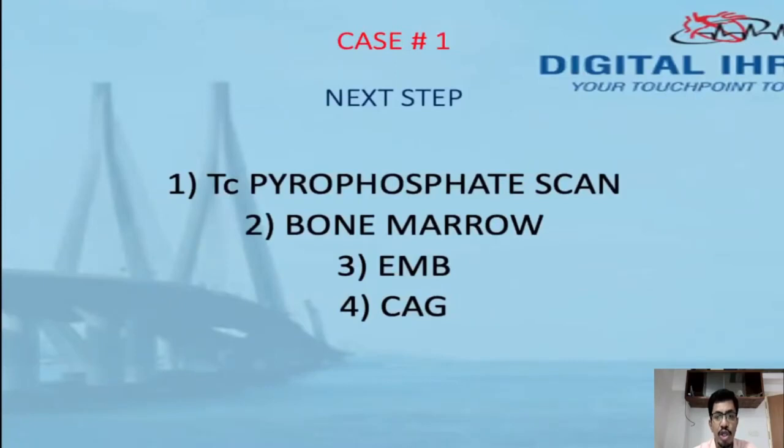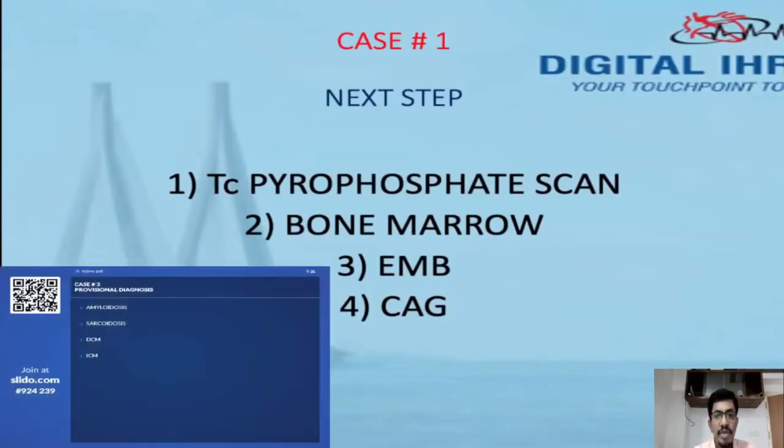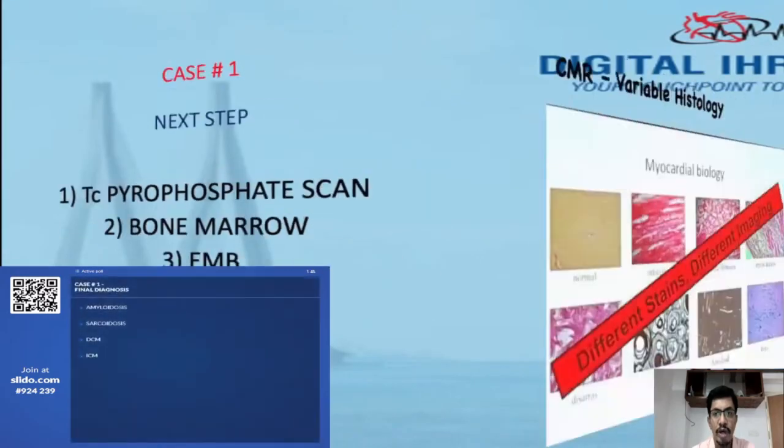What would be your choice in this kind of situation where we are not sure? A pyrophosphate scan, bone marrow biopsy, EMB, or angiogram? We are having some problem with the poll. So can we just, okay.